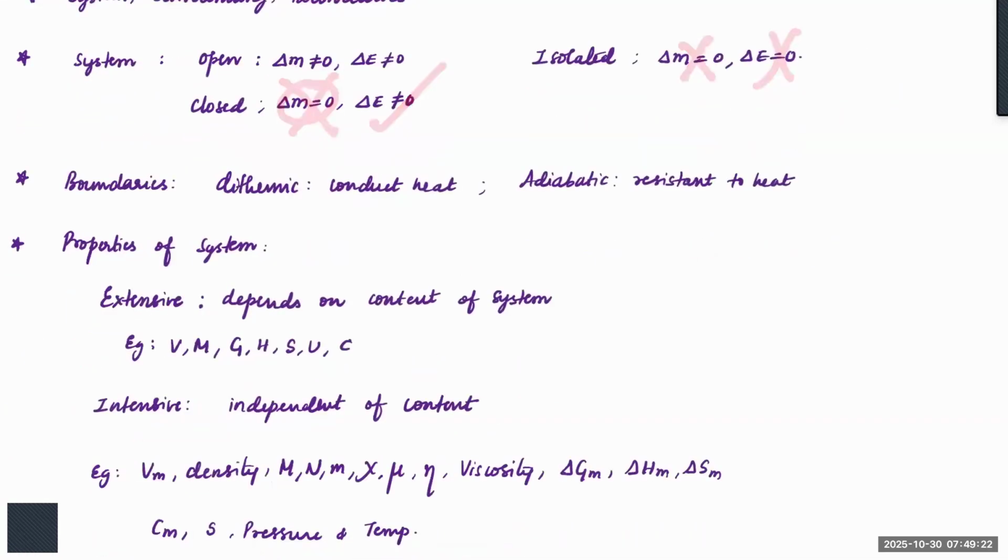There are two types of boundaries: diathermic and adiabatic. Diathermic is which conducts the heat; adiabatic resists the heat.